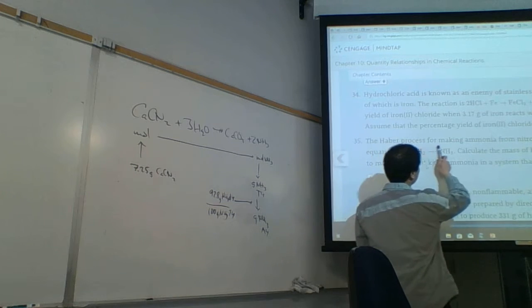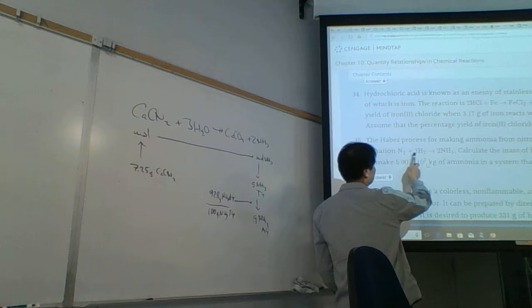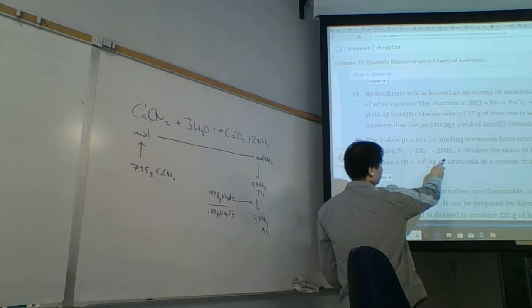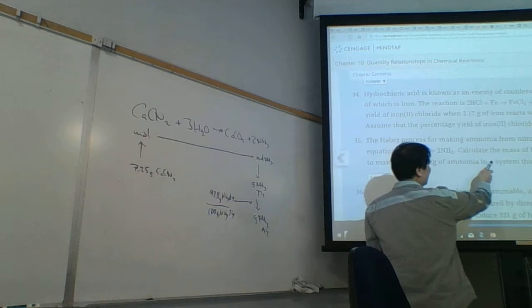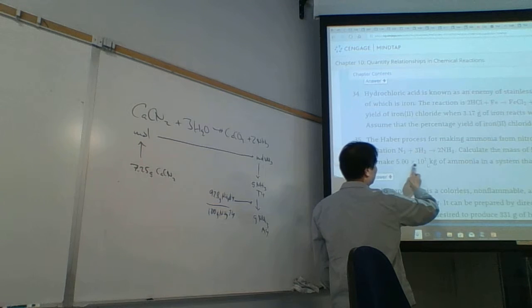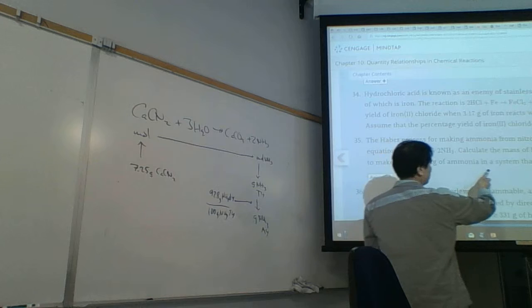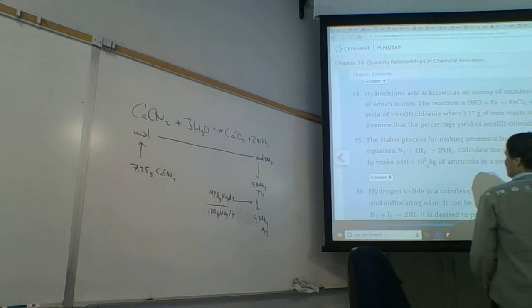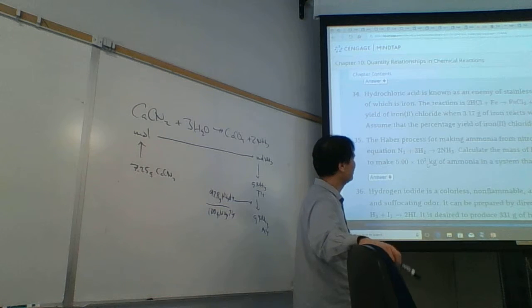35, the Haber process for making ammonia from nitrogen in the air is given by the equation. So we take nitrogen and react with hydrogen to form ammonia. This is not an easy reaction to do. Calculate the mass of hydrogen that must be supplied to make 5.00 times 10 squared kilograms of ammonia in a system that has an 88.8% yield. And so this problem is a little bit different.